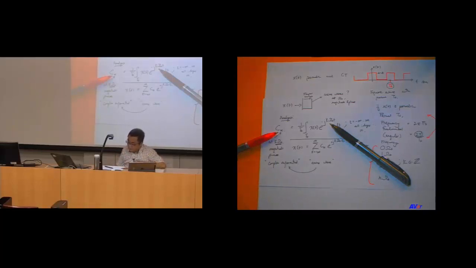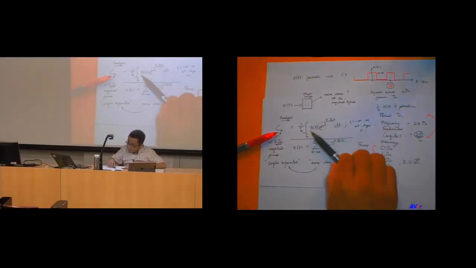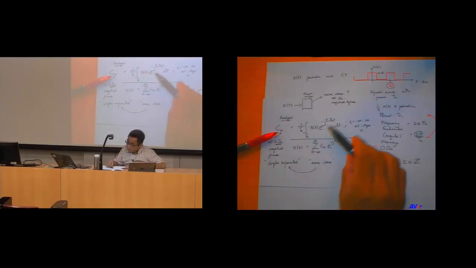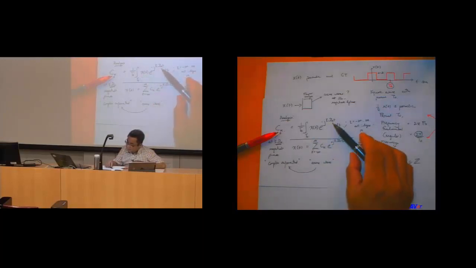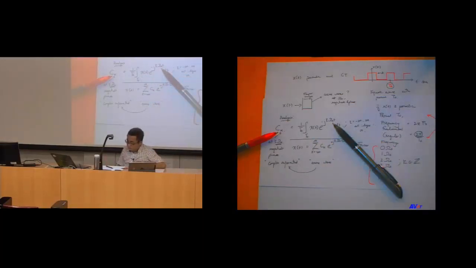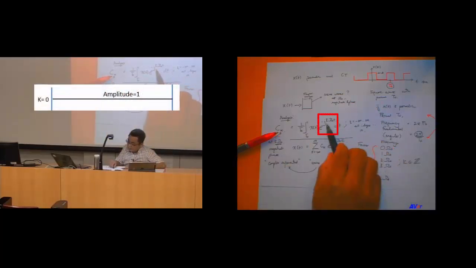Here, I'm asking you to take x of t, multiply by e to the minus j k omega naught t, and integrate over 1 period, divided by T naught, to get the coefficients of interest, c k. When k equals 0, this term is e to the minus j 0, which is the DC term. e to the minus j 0 is 1.